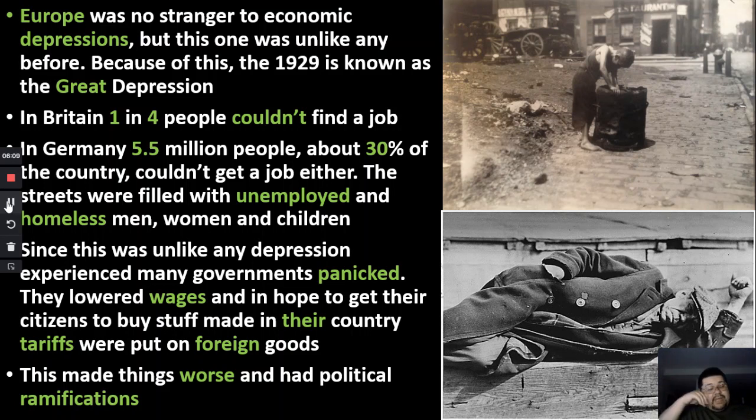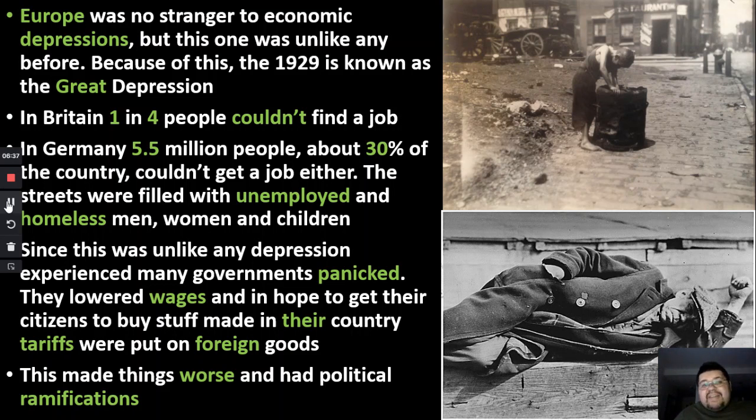Now, in Britain, 1 in 4 people couldn't find a job. And when I say they couldn't find a job, I mean they could not find a job. Not like, oh, well, this place is not hiring, I'll just go to this other place. No, no place was hiring. There were no jobs. Nobody was hiring at all. Very few factories even had more than a skeleton crew.